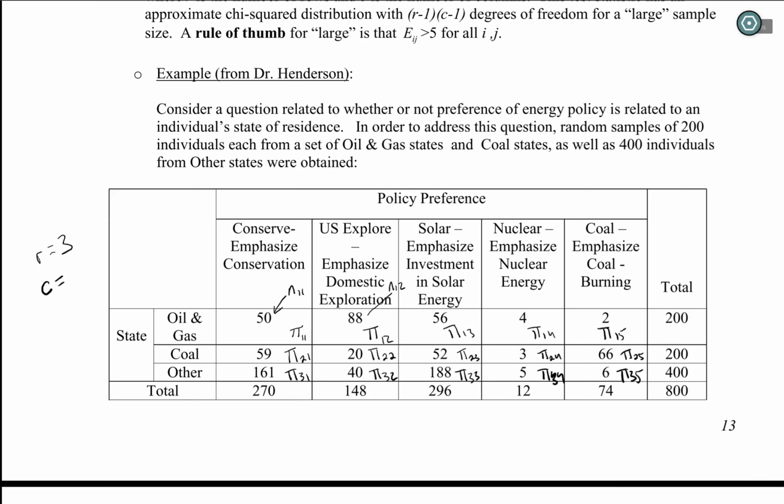C here is the number of classes for the multinomial distribution, and there are 5 classes for each of the multinomial distributions. Specifically, there are 3 multinomial distributions that are represented by these 3 row counts. Can we conclude that those distributions are different?